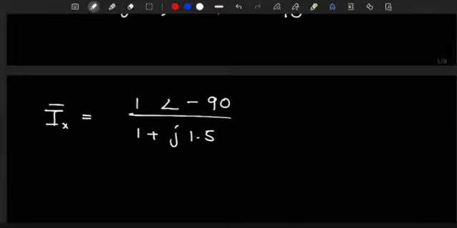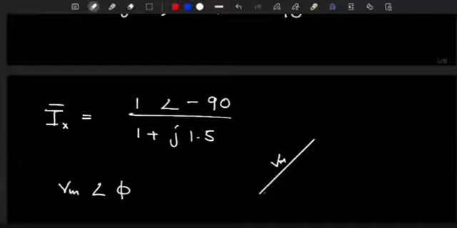But if you wanted to see how to convert the 1 phasor minus 90 into rectangular, I'll present it as, let's say you had V max and a phase angle phi. To convert it to rectangular, you have to view the V max as the hypotenuse here. So the real part will be the x component. The imaginary part will be the y component. The phase angle will be here.